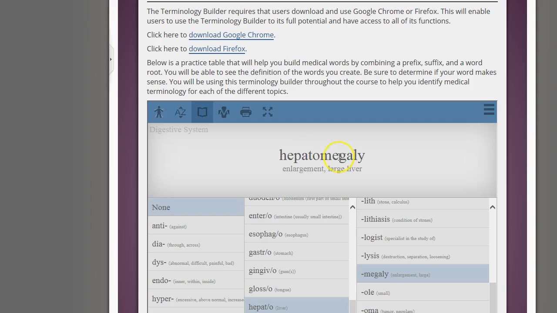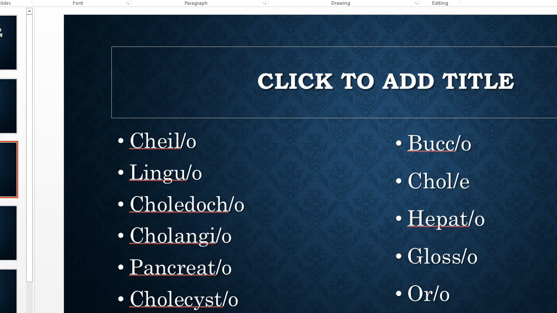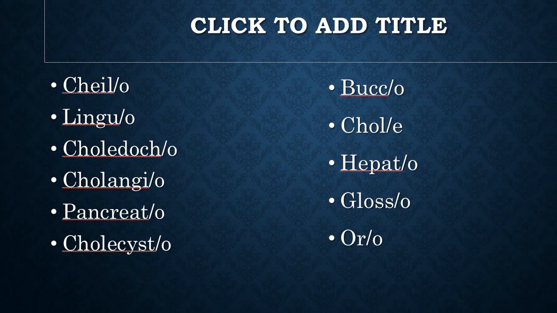So just some good words, but make sure you're using this if you like it. If not, you can certainly create your own words. Make sure you're verifying them with a dictionary. But that's kind of how you use the Terminology Builder and how you put terms together. Moving on here.